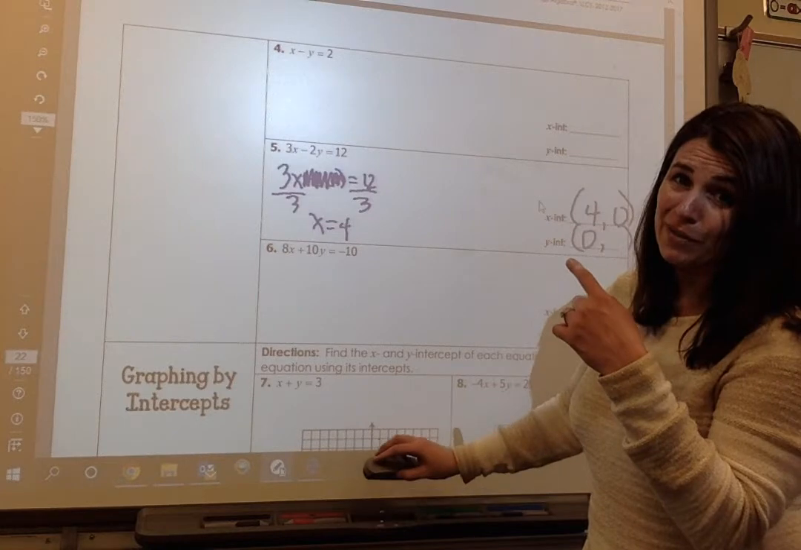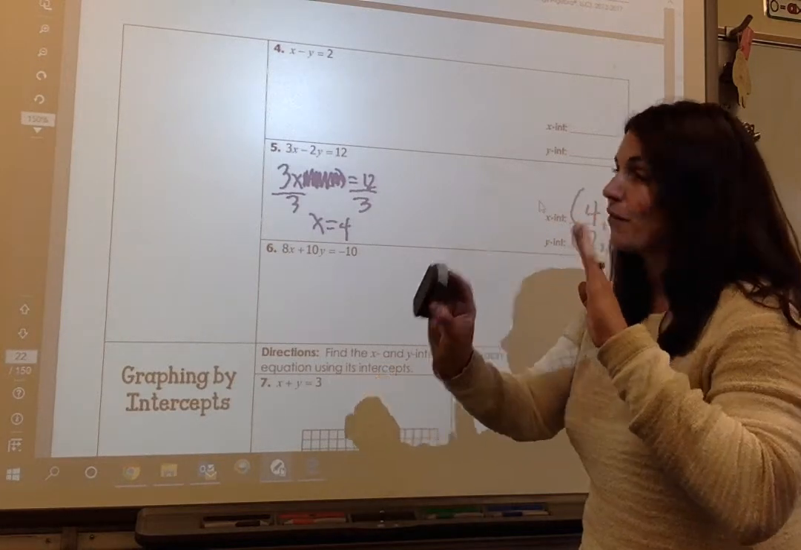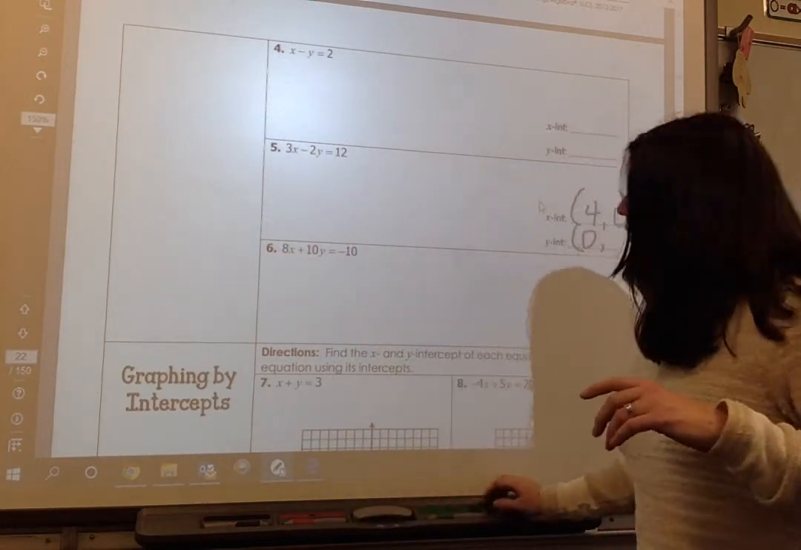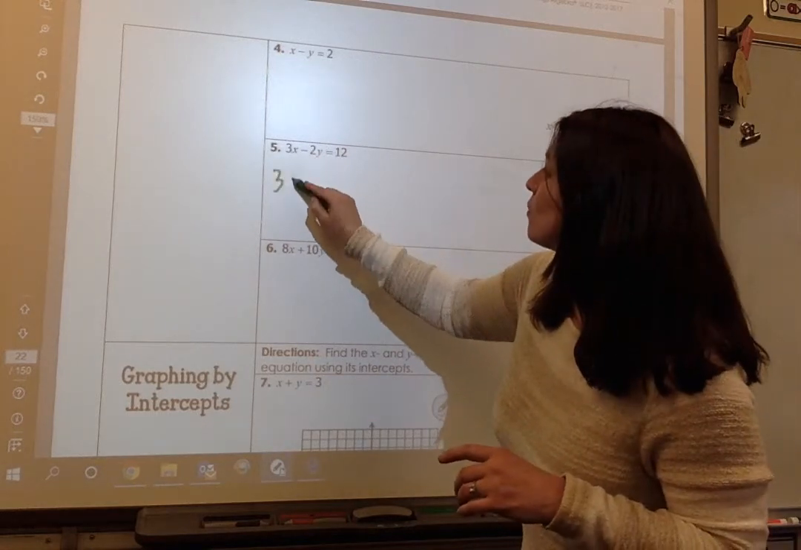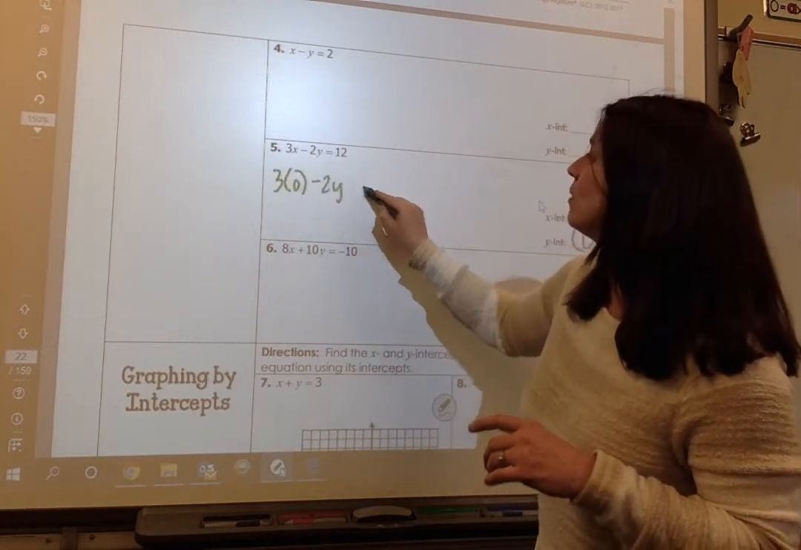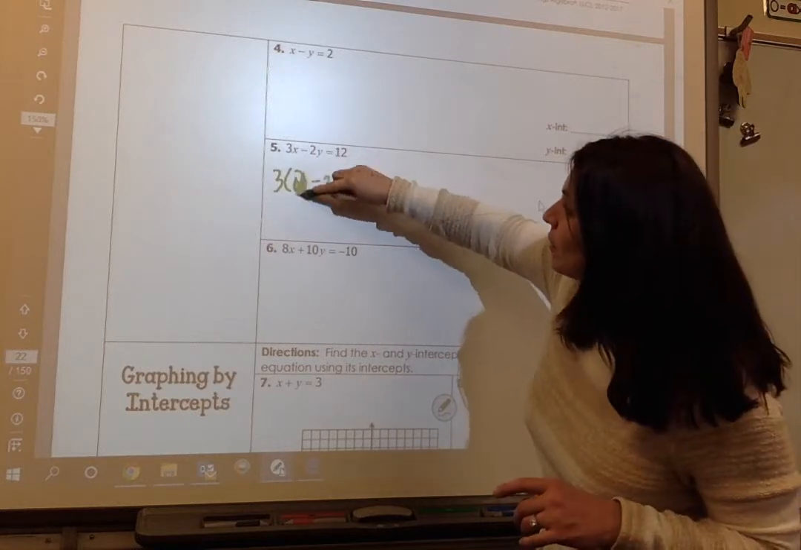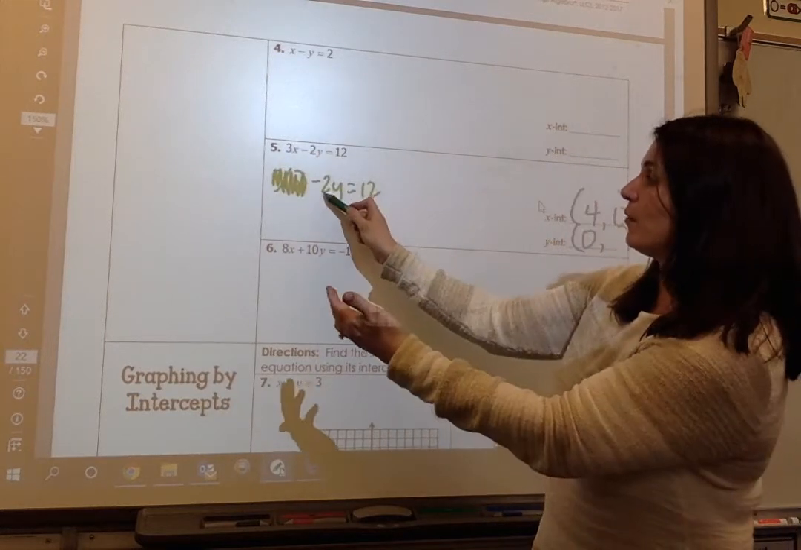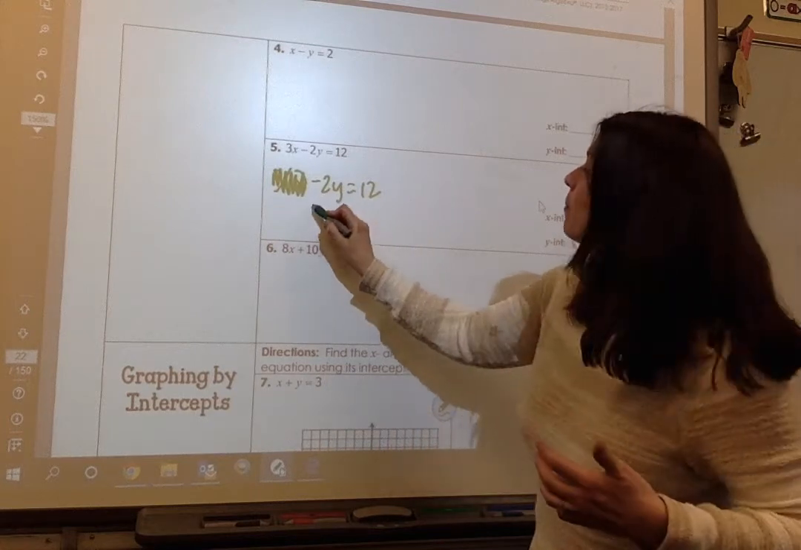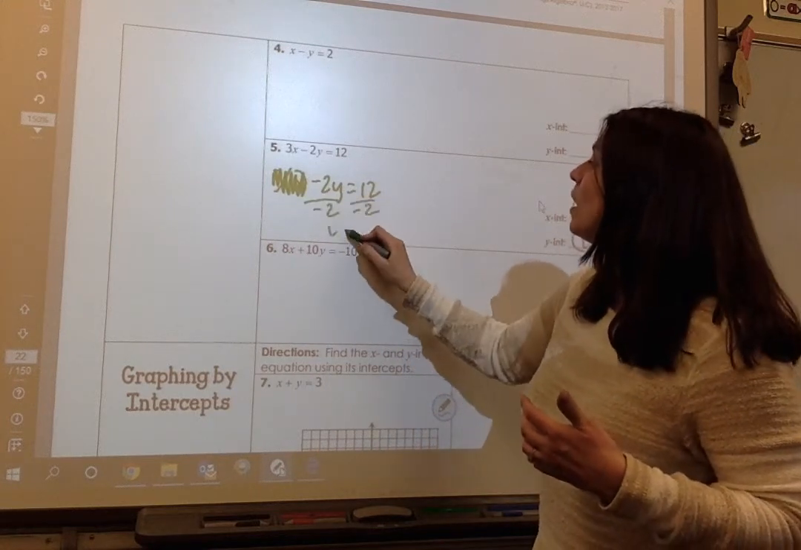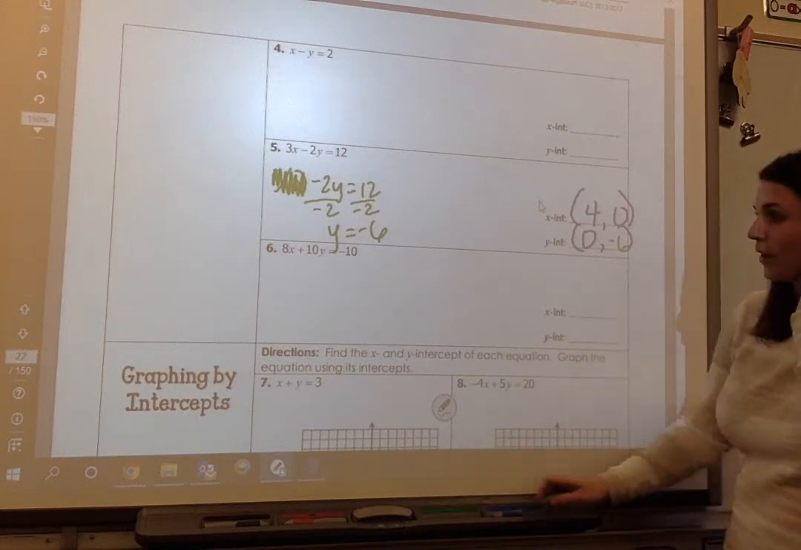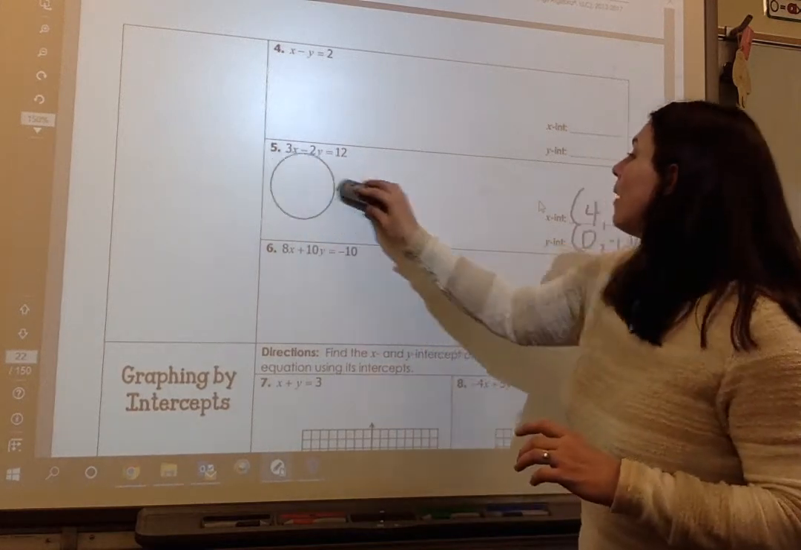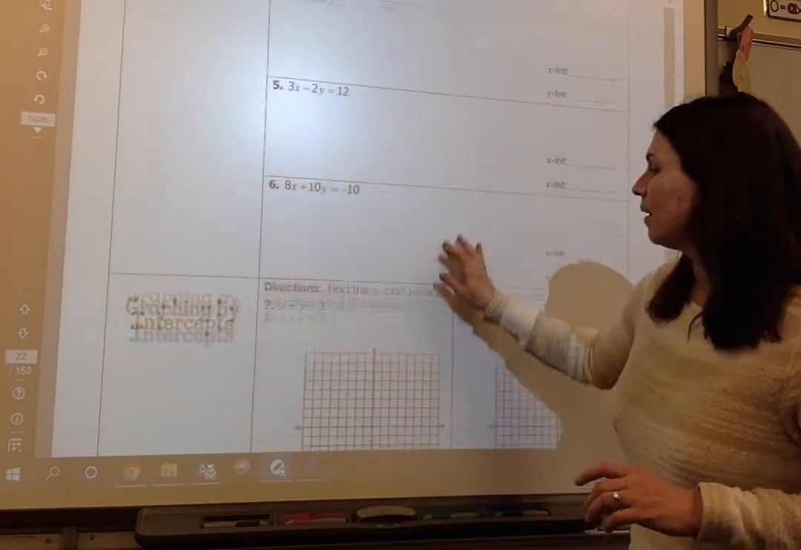So that's how I get my x-intercept. I like doing these better in standard form because you just cover one up and solve for the other. So for my y-intercept, my x value is 0. Anything times 0 covers up. I'm left with -2y equals 12. Divide both sides by -2, and y equals -6. And that's my x and y intercepts. Okay? All right.